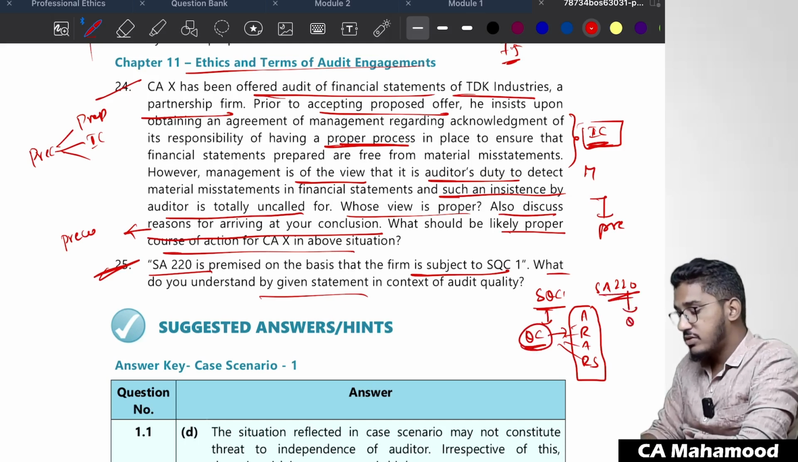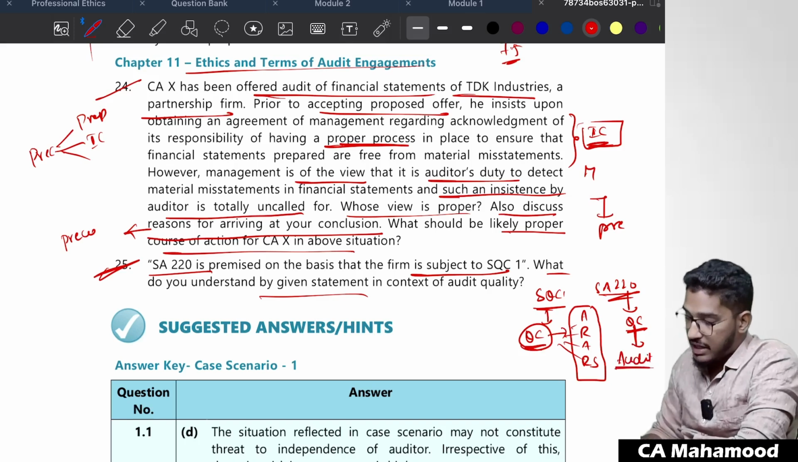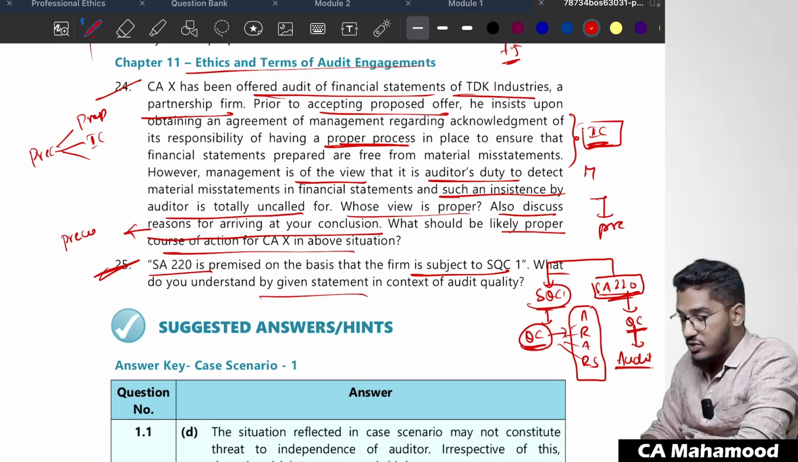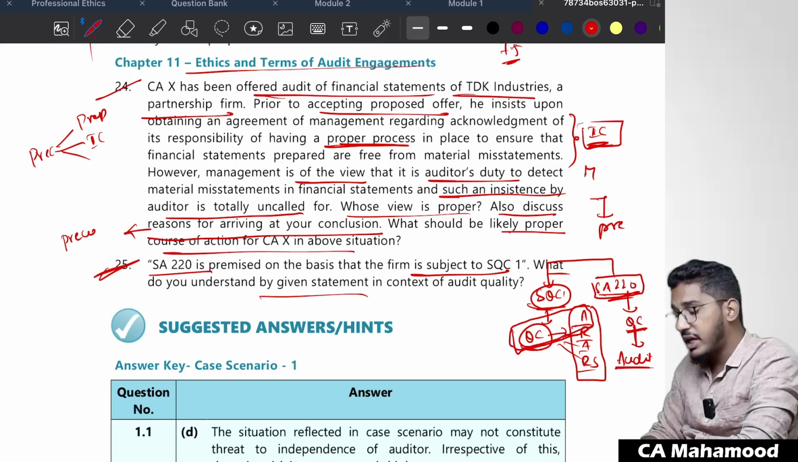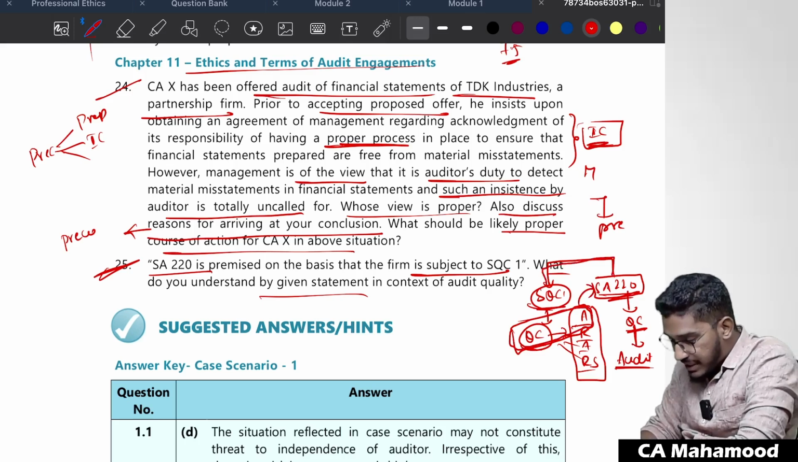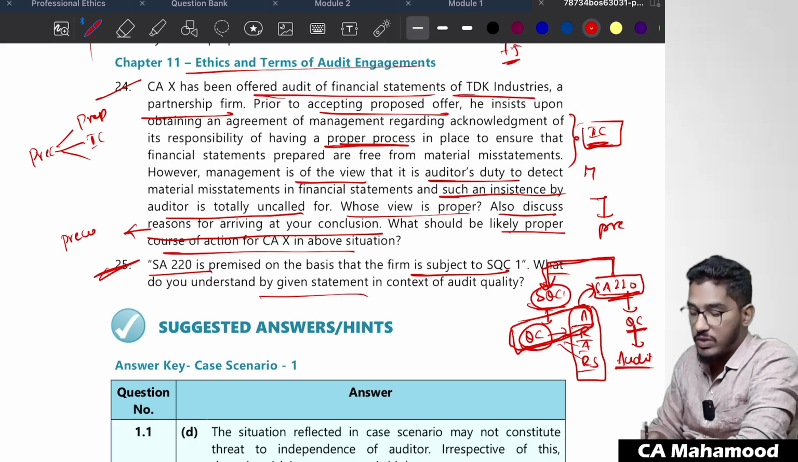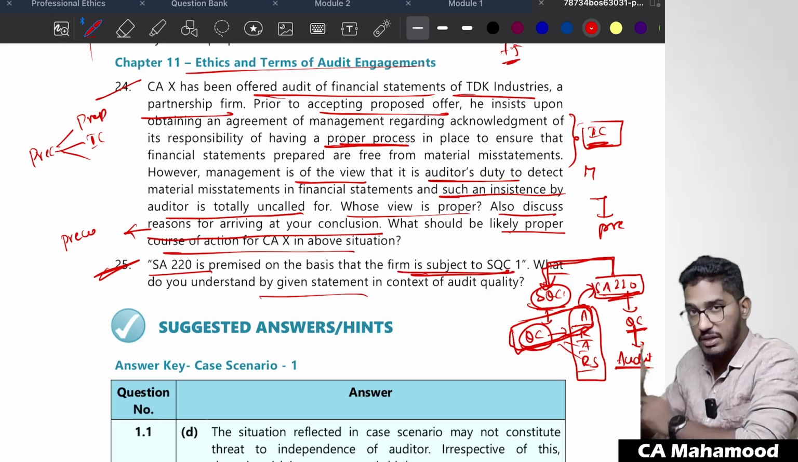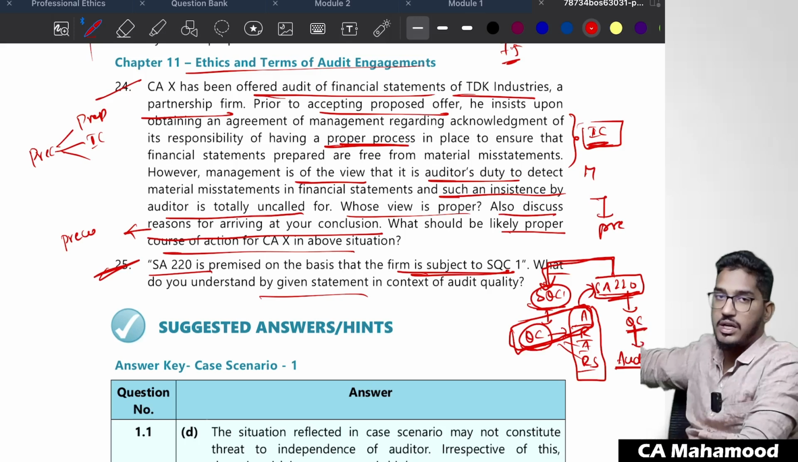Whereas SA 220 is also a standard talking about quality control, but this standard specifically talks about how to maintain quality control only in the case of audit assignments. So it is 100% true that SA 220 is premised on the basis of SQC 1. SQC 1 has been developed for maintaining quality control for all kinds of engagements. Out of that, one part, how to maintain quality control regarding audit engagement, is what is covered in SA 220. So SA 220 is actually based on the guidance given by SQC 1. That is what the question is also asking: SA 220 has been structured on the basis of SQC 1.